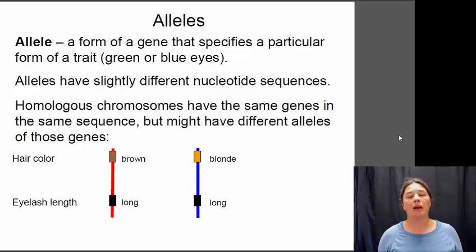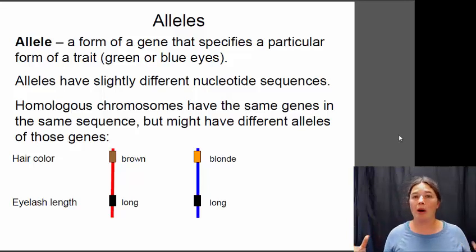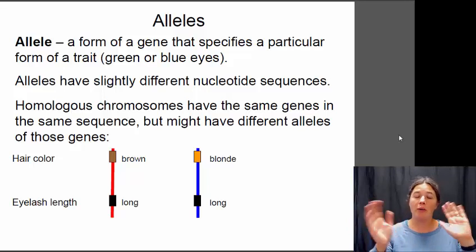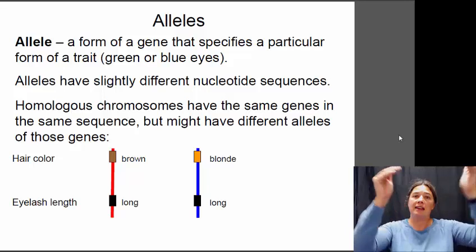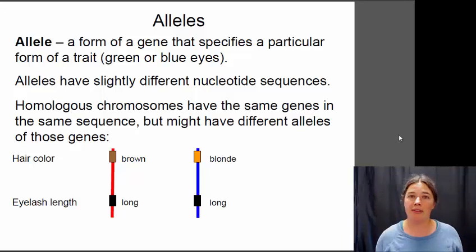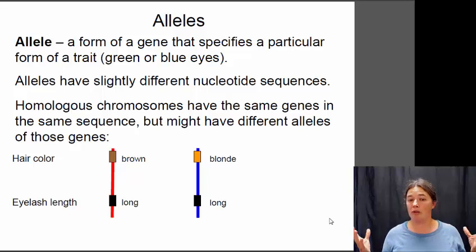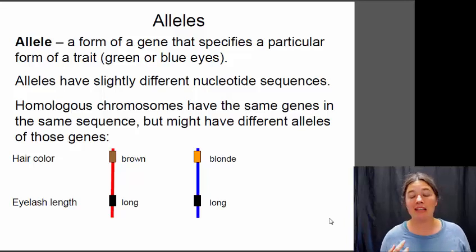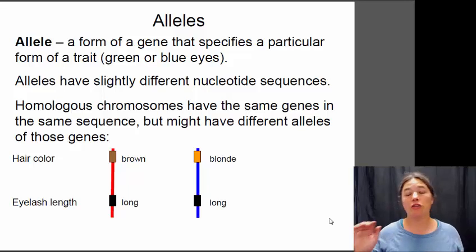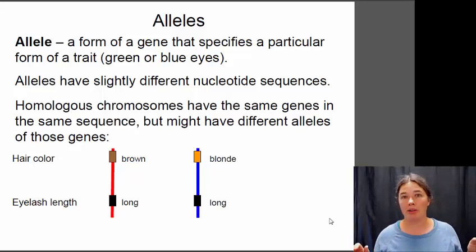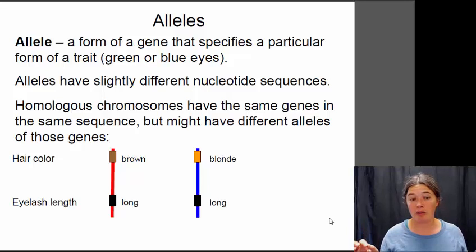That's what actually causes the difference in the trait. So if you're looking at 2 homologous chromosomes, each pair of homologous chromosomes will have the exact same genes in the exact same order, but they may or may not have the same alleles. So they might have different forms of those genes. For example, if we look at this example down here, we have 2 homologous chromosomes. They have the same genes on them: a gene for eyelash length and a gene for hair color. This particular individual has 2 different alleles for the hair color gene, 1 brown allele and 1 blonde allele. But it has 2 of the same alleles for the eyelash gene.